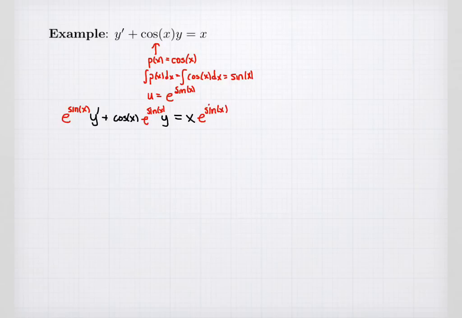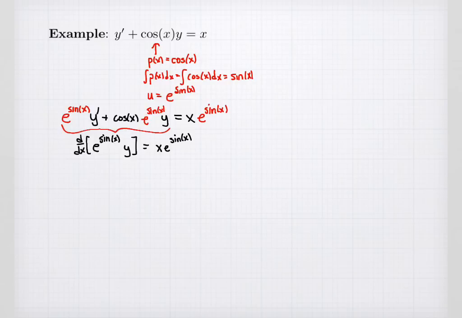And now the left-hand side is the form of a product rule. It's the derivative of our integrating factor, e to the sine of x, times y. And so this is our new differential equation: x e to the sine of x is equal to that derivative of a product. Now this is an example of a problem that can't be solved all the way out. Like, I can't come up with a formula.